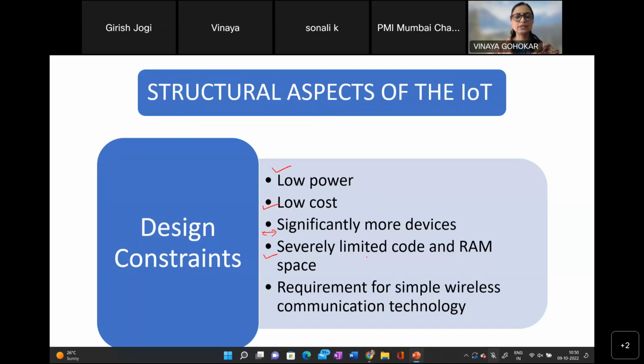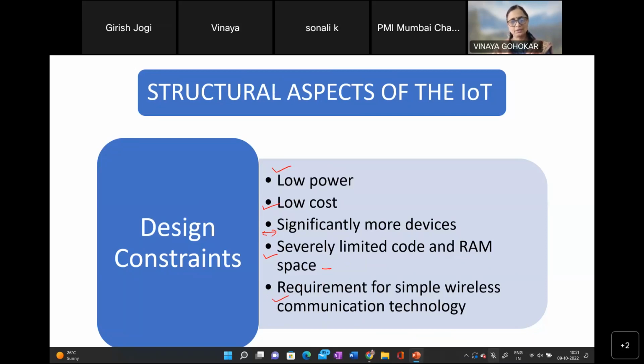These devices, as we have seen, need some computation and some communication capability. But when I say a mobile device, it has limited computation capability. You cannot expect a parallel computer to be there with them. So with limited code and RAM space, when it comes to the application, if it has an operating system, it must be a light OS, and the algorithm or the data size should be minimized. All these things are to be taken into account. Then there is the requirement for a simple wireless communication technology. So these are the basic design constraints depending on which you can go to the architecture of IoT.